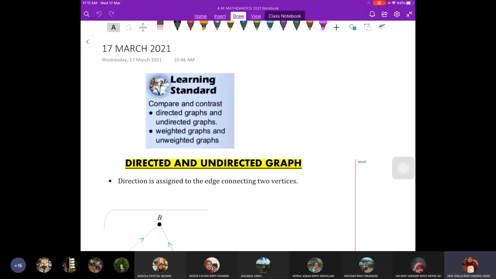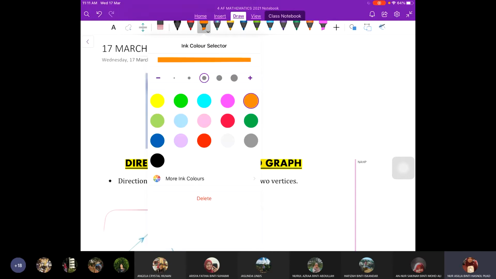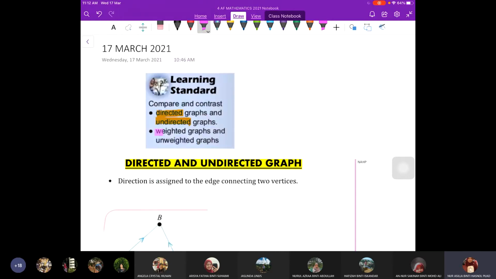Okay, so learning standard kita akan cover today. There is two, ada dua. Oh, I did not put another one. Okay, tak apa. So the first one kita akan cover is to compare and contrast directed and undirected graphs. Okay, and then kedua is the second type which is weighted and unweighted graphs.